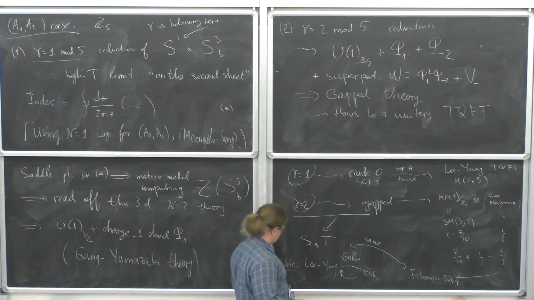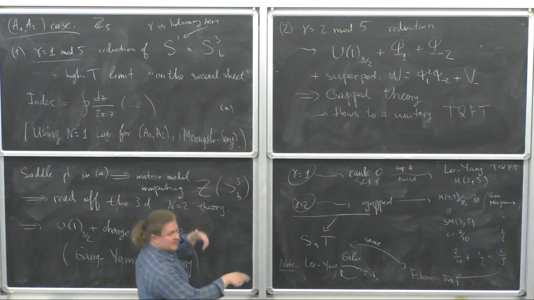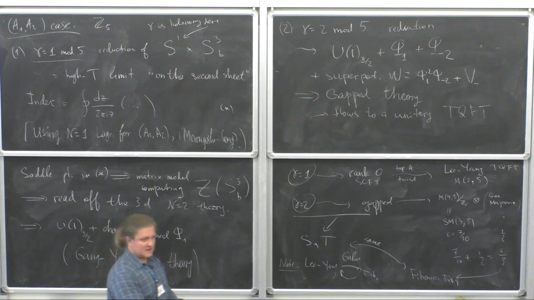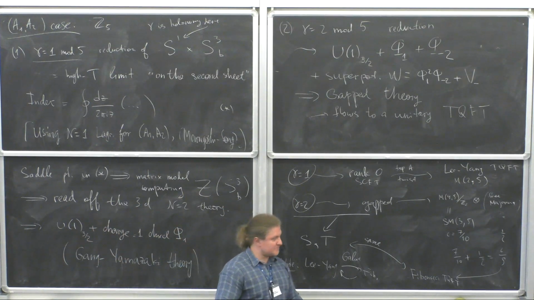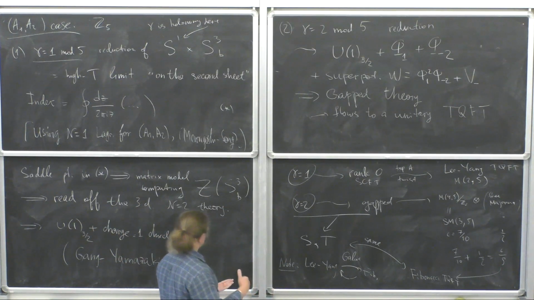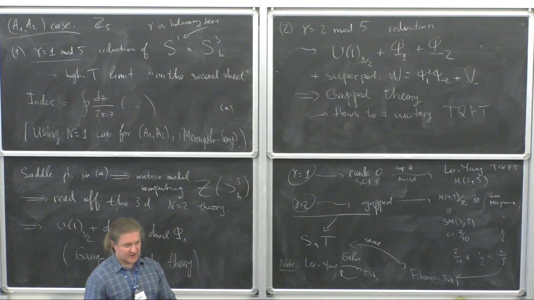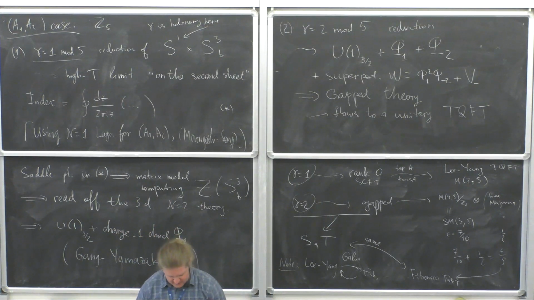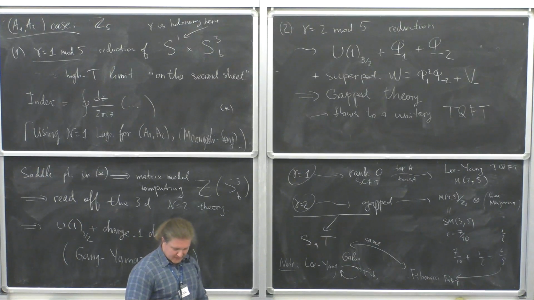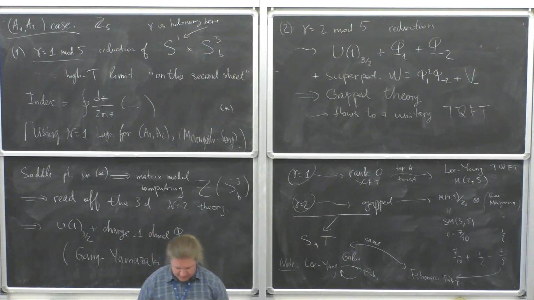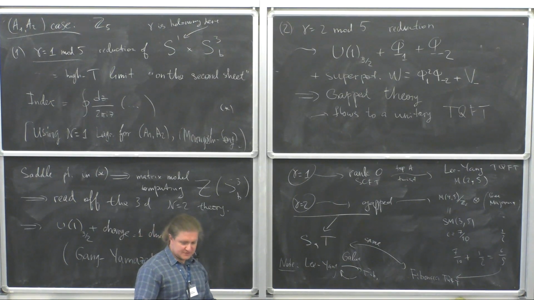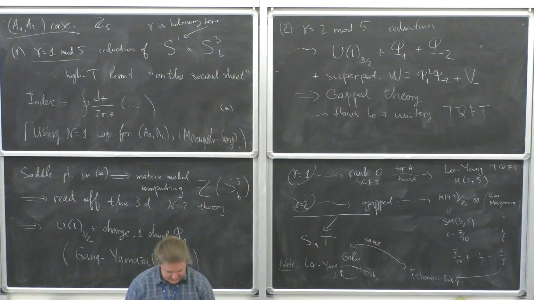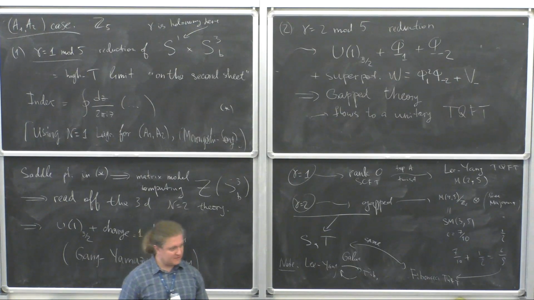But the story about this reduction and obtaining effective 3D Lagrangian descriptions, and getting rank 0 theories from the reduction of Argyres-Douglas theories, this part is, I think, understood in general, and it still remains to understand the examples. This is where I'm going to stop. Thank you.